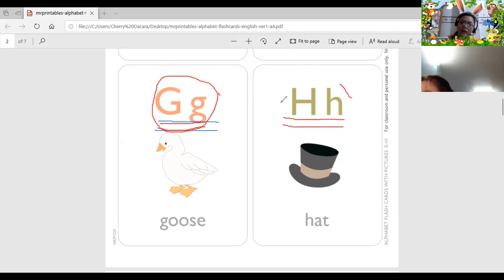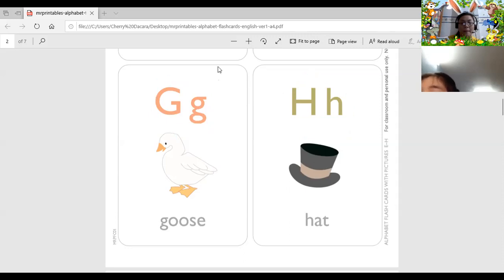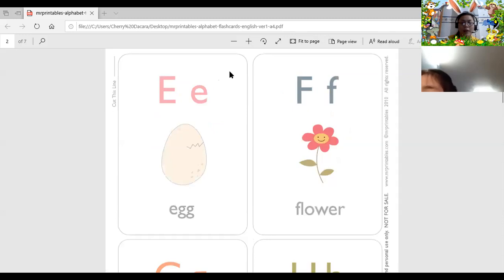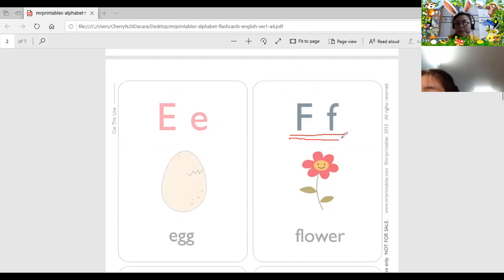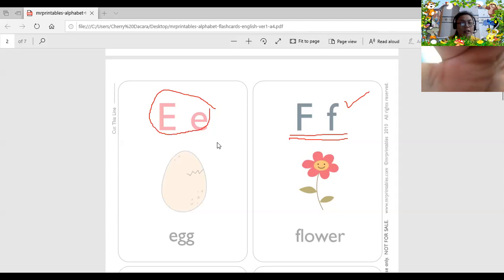What about this one, Bong? Letter H. Okay, letter H. Very good, Bong. Okay, what about this one, Bong? What letter is this? Okay, very nice, Bong. Letter F. Letter F. Okay, very good. What about this letter, Bong? What letter is this? Letter E. Okay, letter E.